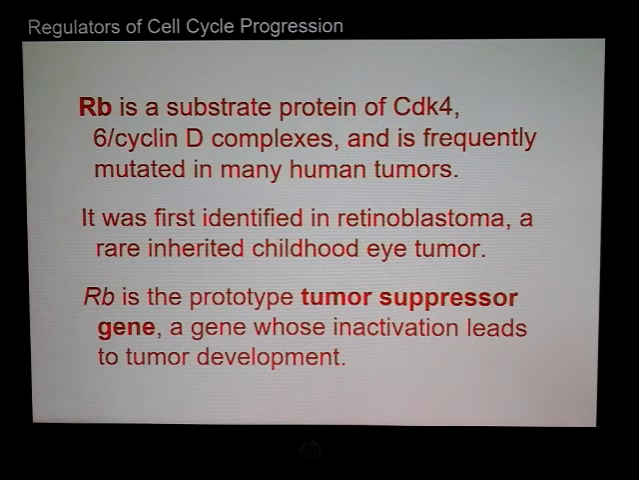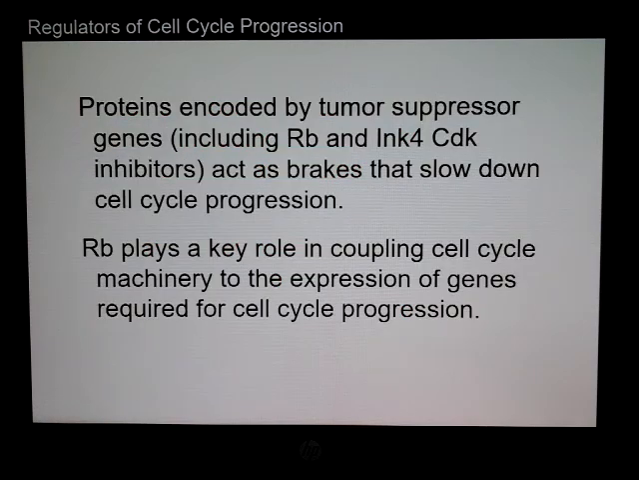So I'd like to talk a little bit about a tumor suppressor called RB. RB is a substrate protein of cyclin-dependent kinase 4 and 6 and cyclin D complexes. It was first identified in retinoblastoma, hence RB, a rare inherited childhood eye tumor disease. RB is what we call a prototype of tumor suppressor. There's another one I'll talk about in a minute. What it does is it inactivates tumor development. If it gets inactivated, it leads to tumor development.